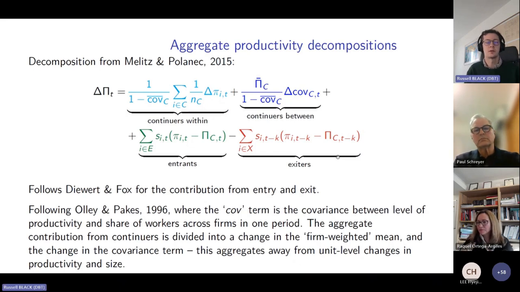This one is set up slightly differently because it decomposes the change in aggregate productivity into two aggregates. So it doesn't use the information of the within unit change. It decomposes the static one period firm weighted average productivity with the static one period average productivity in the later period.